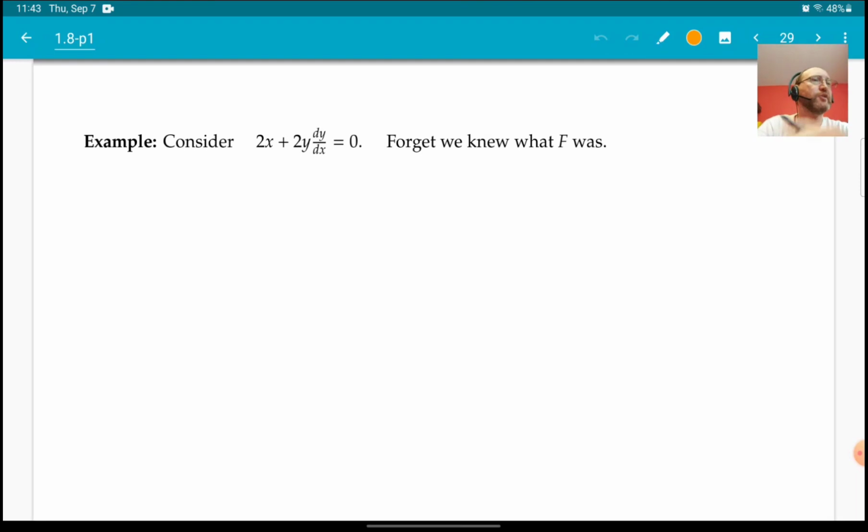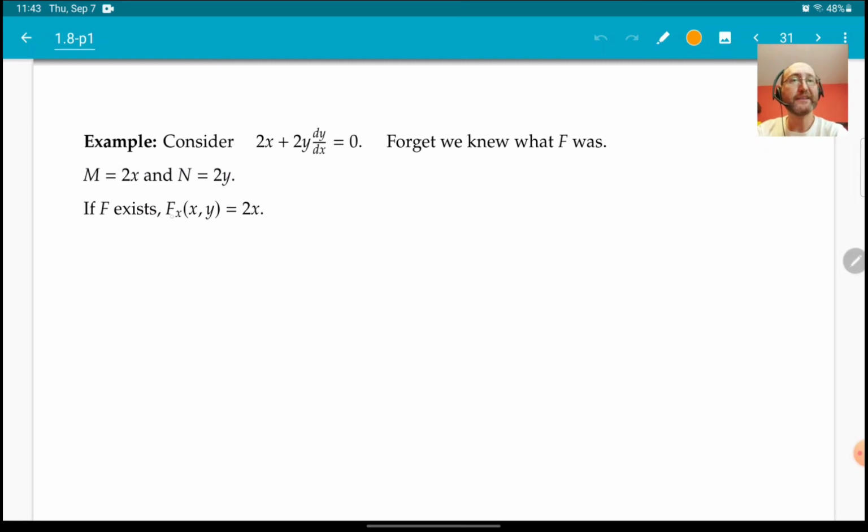All right. So let's start with this, and let's forget that we actually knew what f was. I mean, we know what f was, but let's suppose that we didn't know this. It's been too long ago. We don't remember what it was, right? How do we get an f? Well, we have that M is 2x and N is 2y. So if f exists, and we're hoping that it does. I mean, we know that this is an exact equation, so it does actually.